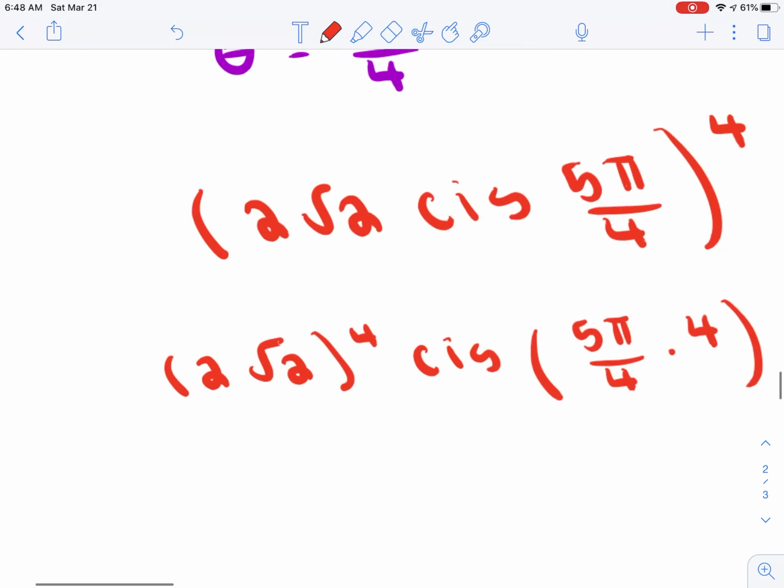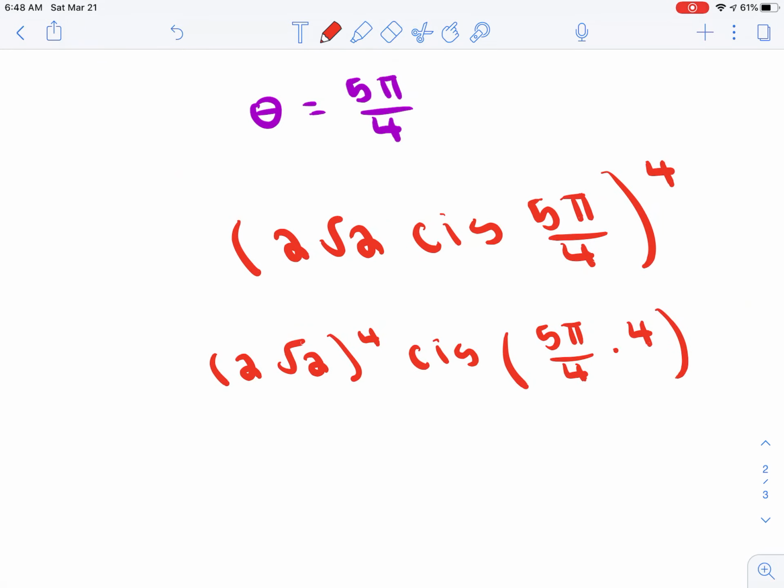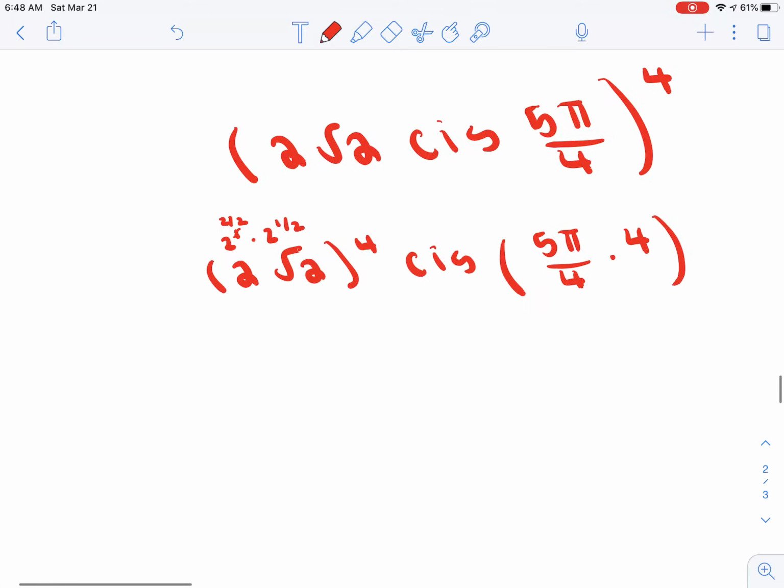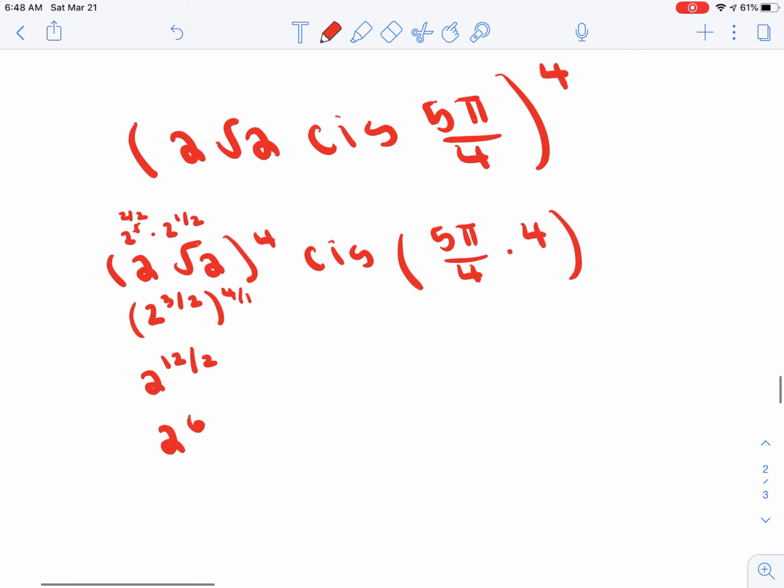So from here, we can take that 2√2 and raise it to the 4th power by doing what we did before. Think of this right here as 2 to the 1st power times 2 to the 1/2 power. If you rewrite this 1 as 2 over 2, this is really 2 to the 3/2 power, but you're raising that to the 4th power. So you end up getting 2 to the 12 over 2 power, right? Because think of this as 4 over 1, which becomes 2 to the 6th power.